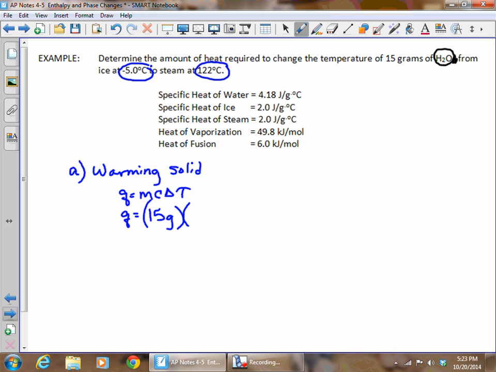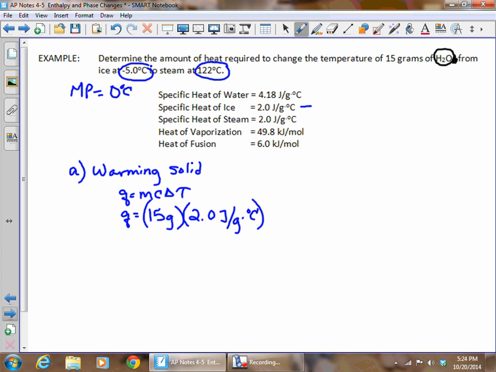The specific heat of ice is 2 joules per gram degree Celsius. So be careful and not just jump and use the 4.18 joules per gram degree Celsius because that's only for liquid water. So 2 joules per gram degree Celsius. And we're going from -5 degrees up to its freezing point. Now here it's good that we know some information about water. We should know that the freezing point / melting point of water is 0 degrees Celsius.